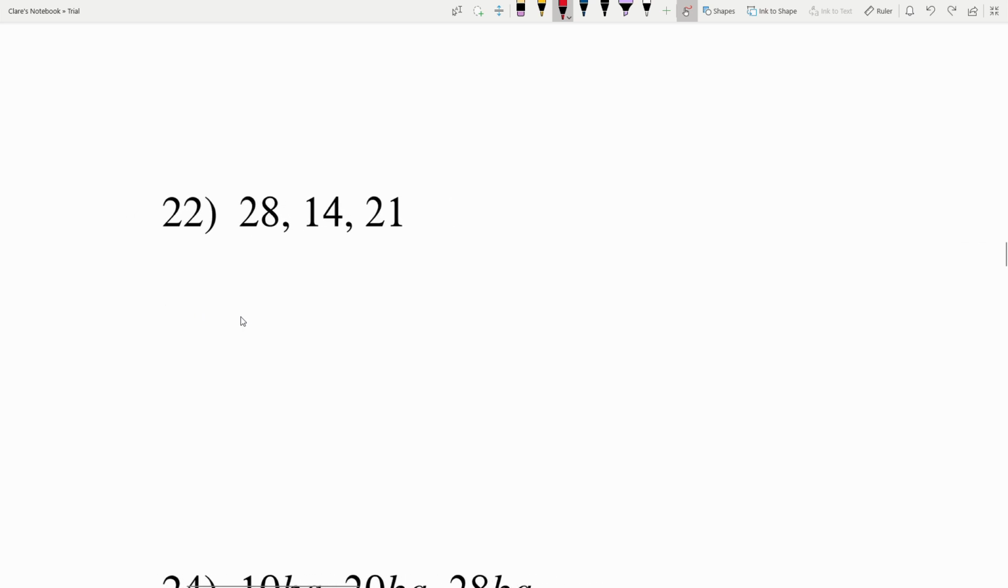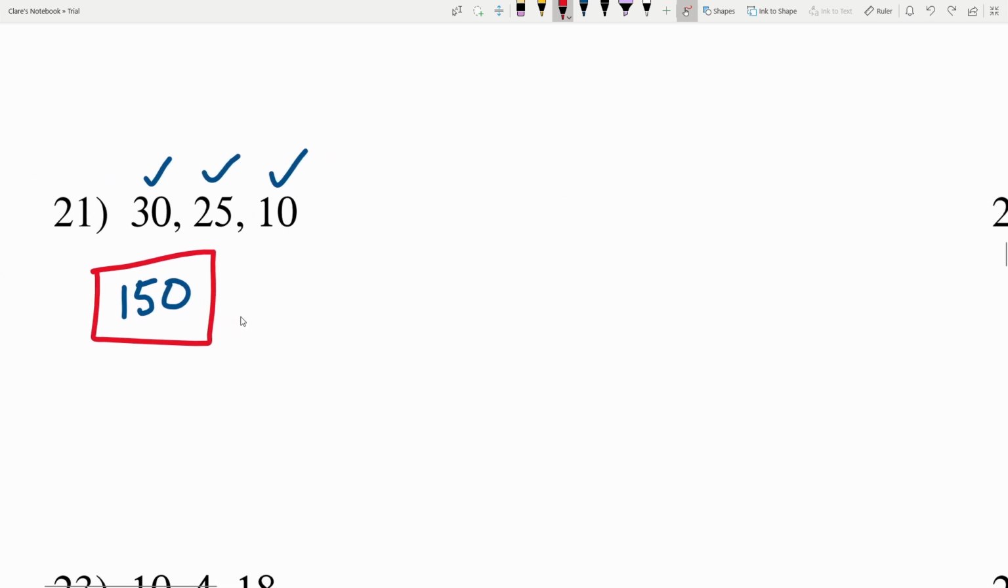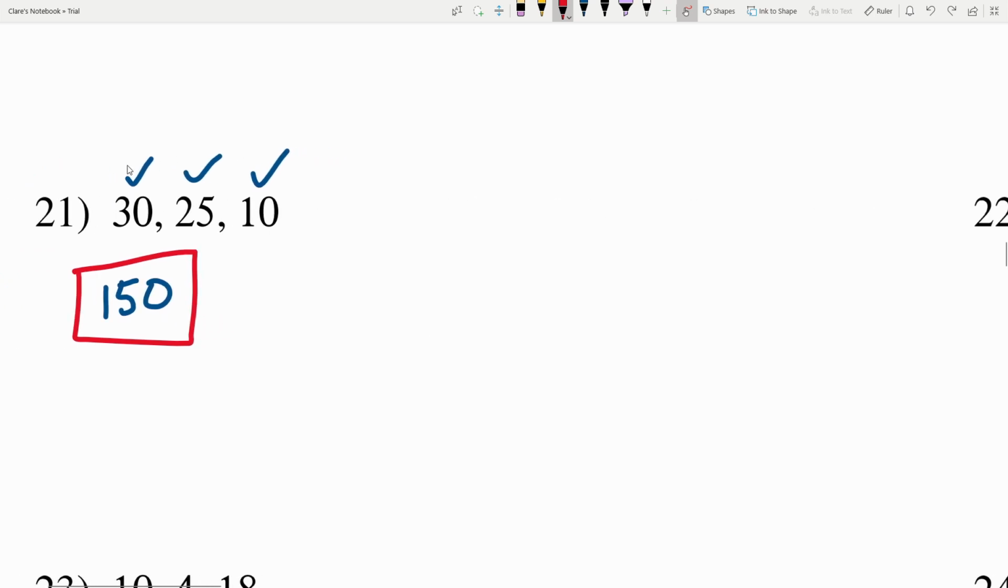Now we're going to look at 28, 14, and 21. Let's look back at number 21 real quick. If you notice, every multiple of 30 was also a multiple of 10. And that's because every time we multiplied 30 by something, 10 times 3 is 30. So that's like multiplying 10 times 3 by the same thing we would multiply 30 by. So because 10 was a factor of 30, everything that 30 was a multiple of, 10 also was. And that might help us out a little bit in number 22.